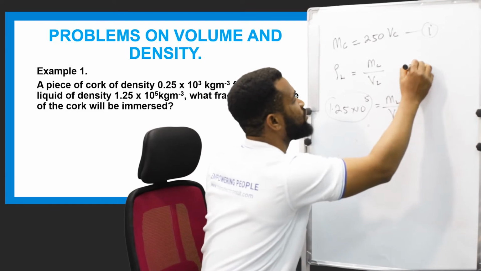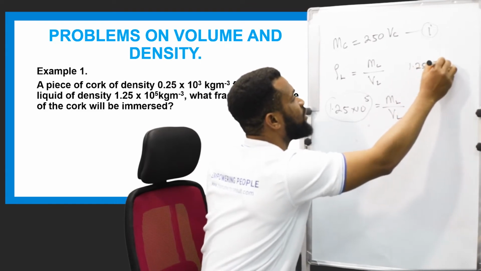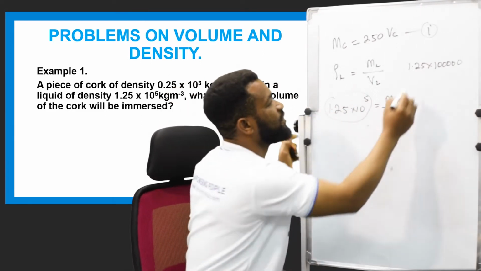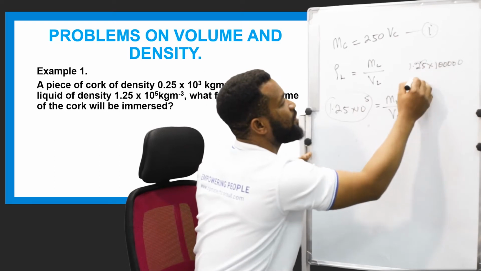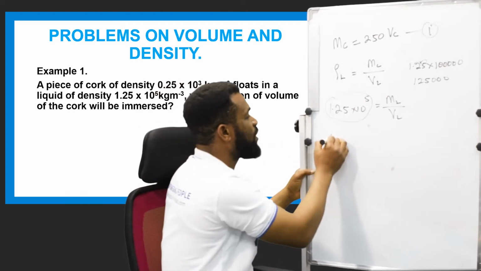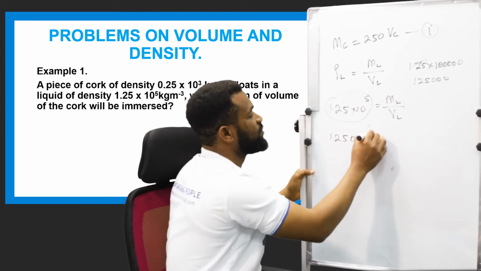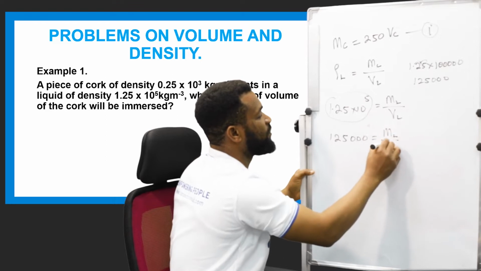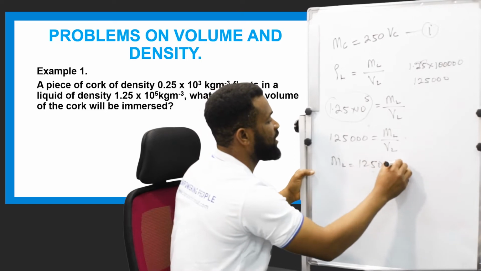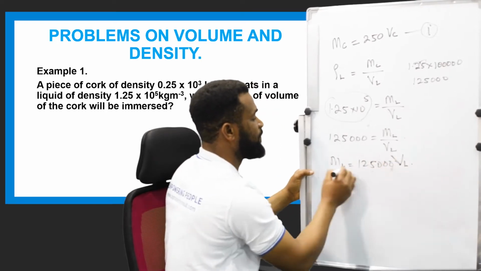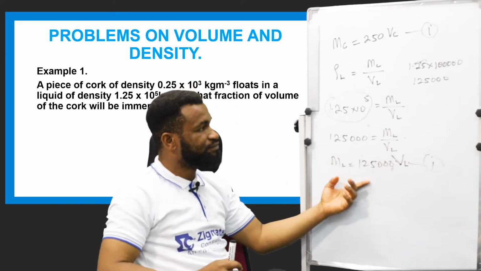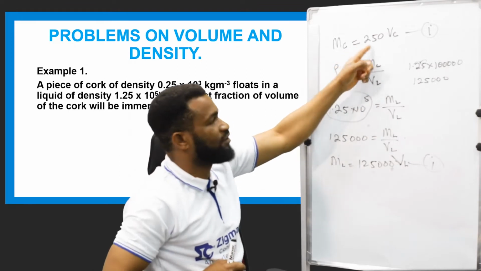So I have 1.25 times 1, 2, 3, 4, 5. I hope you understand that. So this is 10 raised to the power 5. Cancel this. We have 1, 2, 5, and 3 zeros, 1, 2, 3. That is the relationship. I have 125,000 is equal to mass of the liquid all over volume of the liquid. So mass of the liquid is 125,000 times volume. This is the mass of the liquid, while this is the mass of the cork.